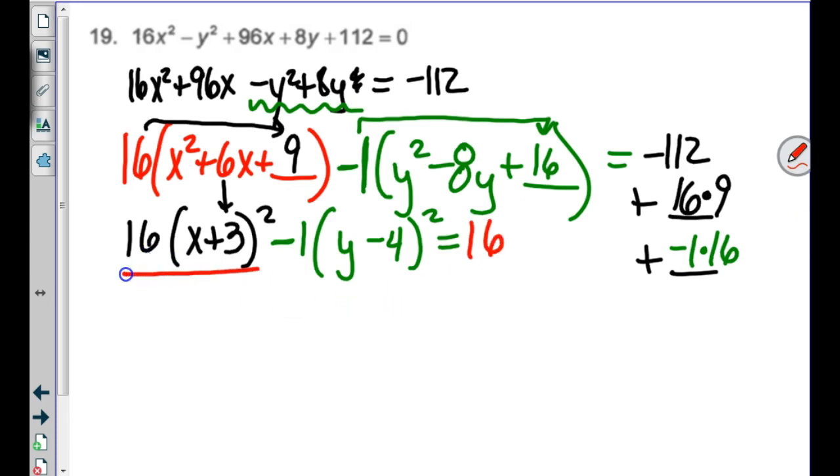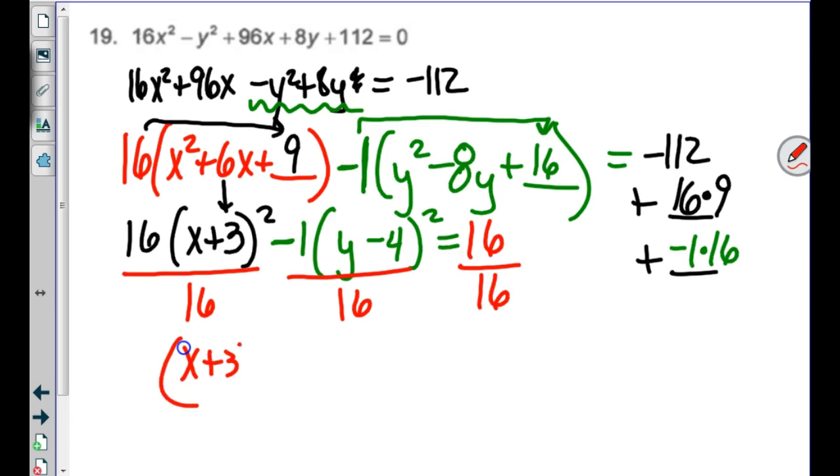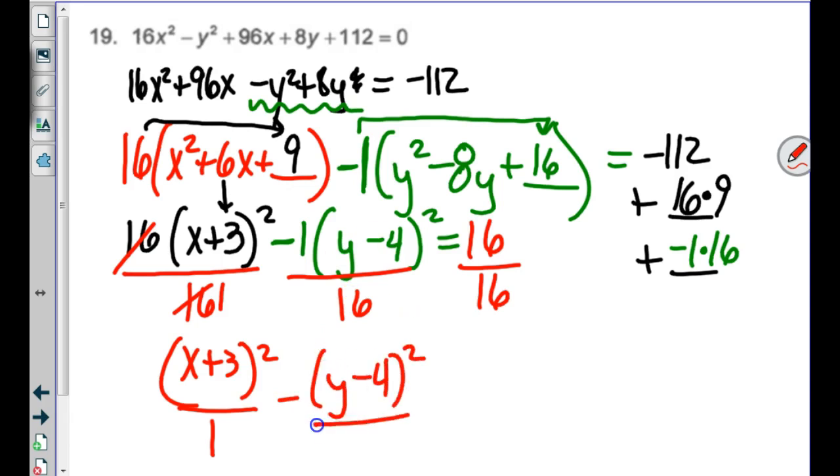So then we divide everything by 16. And we'll have x plus 3 quantity squared over, yeah, we could put a 1 there just to help us remember what's going on, minus y minus 4 squared over 1 goes into 16. There's still a 16 down there, and on the right we have 1.